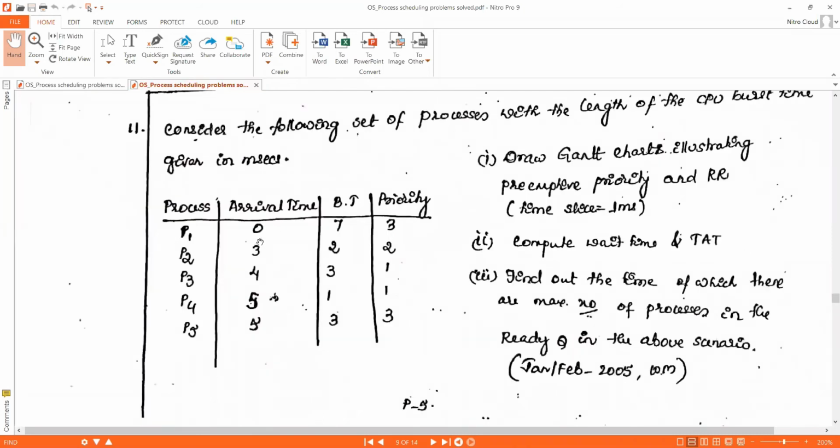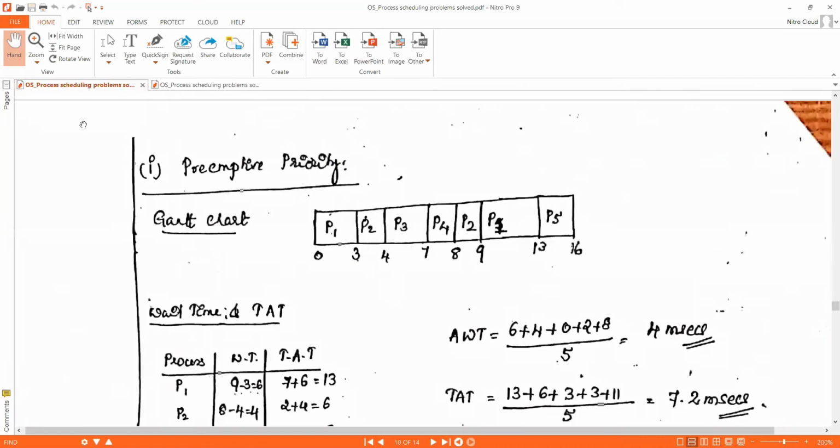For that we need to consider the arrival time. At clock time 0 we have only one process that has arrived in the ready queue. So at that time the CPU will be free, and the CPU will be allocated to process 1. Process 1 will start executing, and its burst time is 7 milliseconds. So first process 1 will get allotted the CPU.